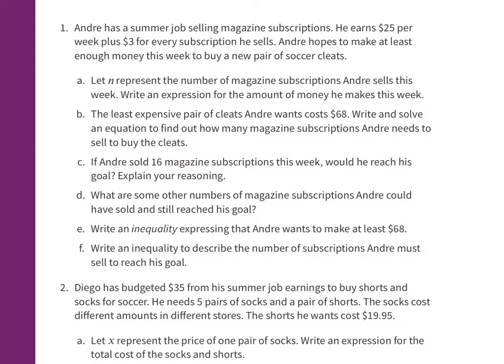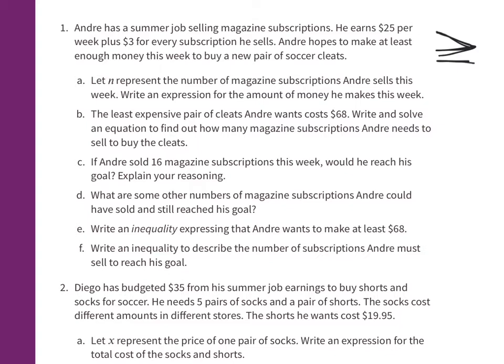So we found that we have that "at least" from the previous lesson. So at least means he wants that money, so equal to that money or more than that money. So we're looking at greater than or equal to. So let n represent the number of subscription sales this week. Write an expression for the amount of money he makes this week.